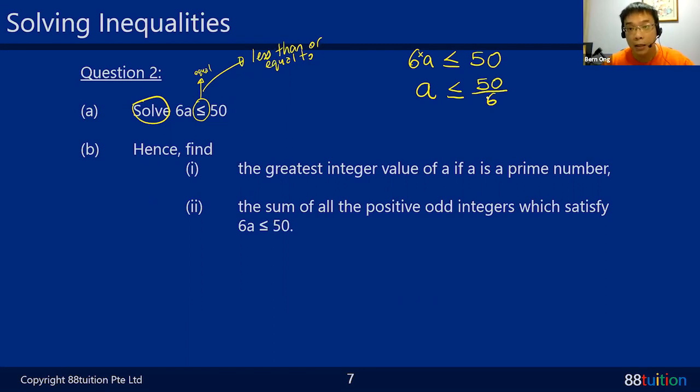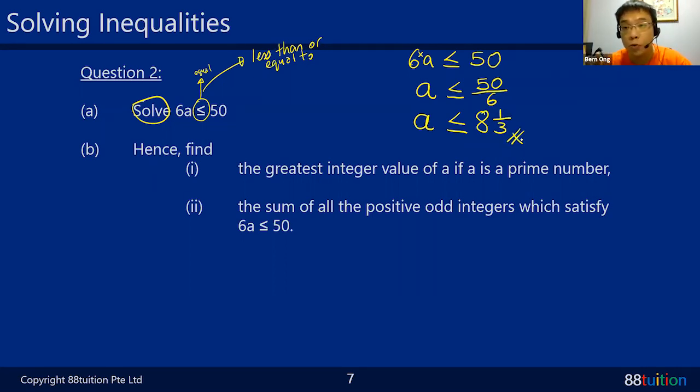That's the answer for part A. You can present it as smaller than, smaller or equal to, or less than or equal to 50 over 6. 6 times 8 is 48, and 2 over 6 is 1/3. This is the answer.